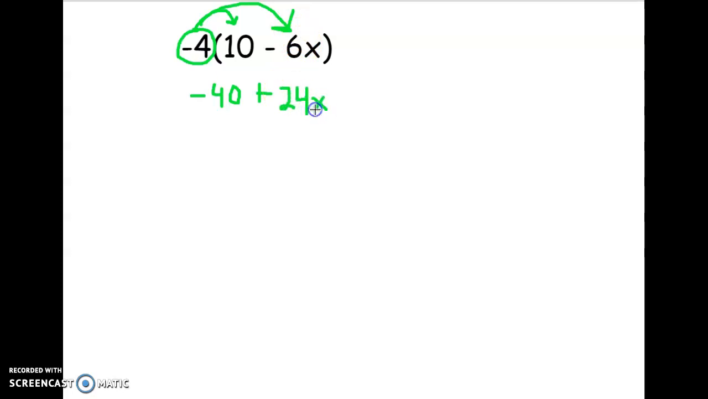You might be asking yourself, can I combine these terms? You can't, because they are not like terms. This one has an x value. This one is a constant of -40. So this is your final simplified answer.